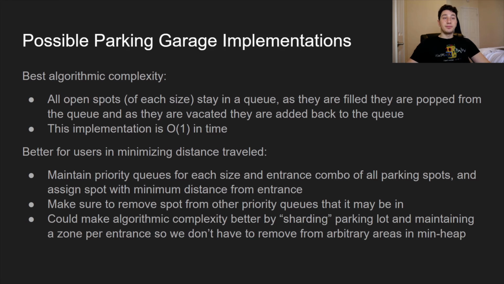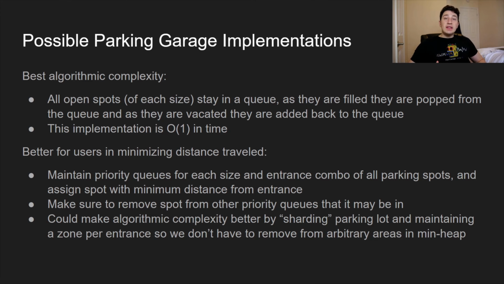Okay, so let's think about some possible implementations of our parking garage. Because we've said that this is an interface, there's definitely many different ways that we can go ahead and assign spots. And as a result of that, some are going to be better than others, and some are maybe going to have some algorithmic complexity trade-offs, and some are going to have some practical trade-offs. So let's think about one that would have really good algorithmic complexity.